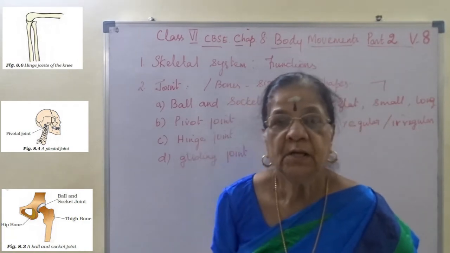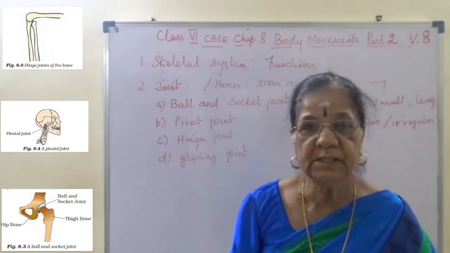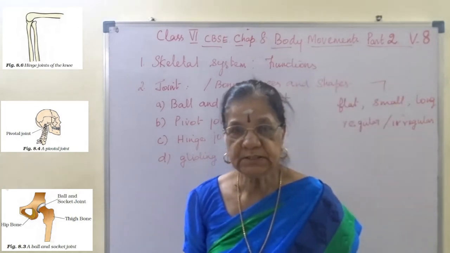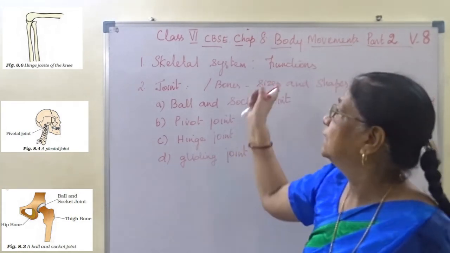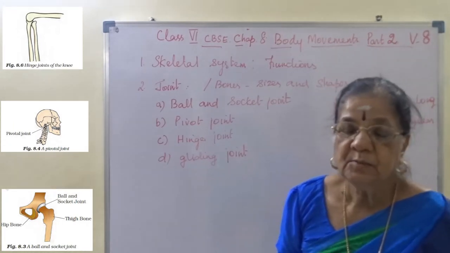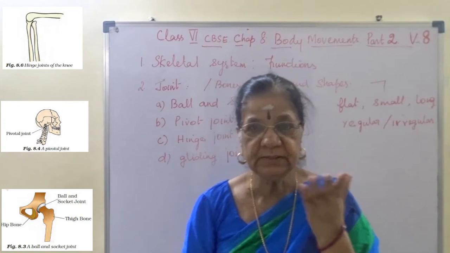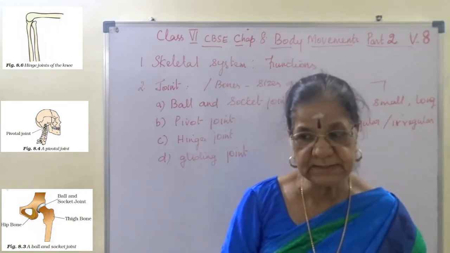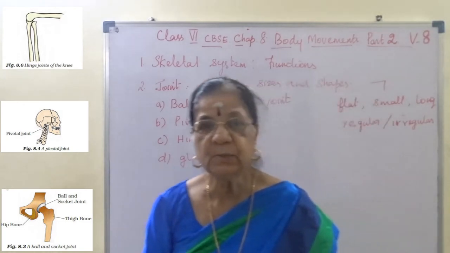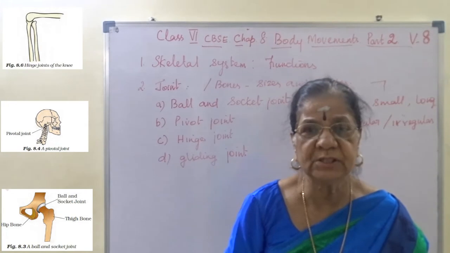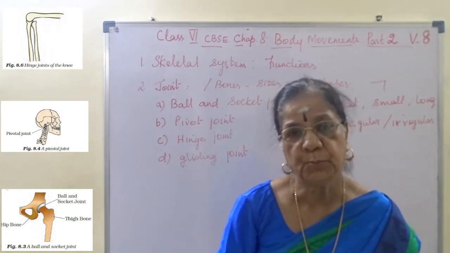Already in video 7 we have learnt about the skeletal system, and this is the continuation as video number 8. This body movement we can have as two parts: one is the skeletal system, another one is the movement of animals. That comes under the heading body movements.